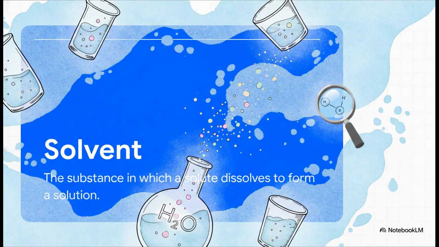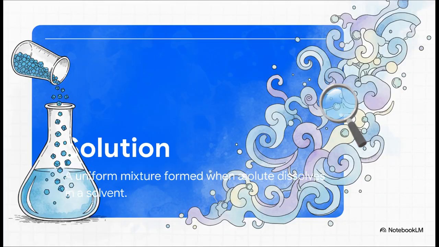Then you have the solvent. This is the substance that's doing all the work, the one that dissolves the solute. And a lot of the time, especially with drinks, our go-to solvent is just good old water. And when that solute completely dissolves into the solvent, what you're left with is the final product, the solution. That's our perfectly consistent, uniform mixture that we were talking about.